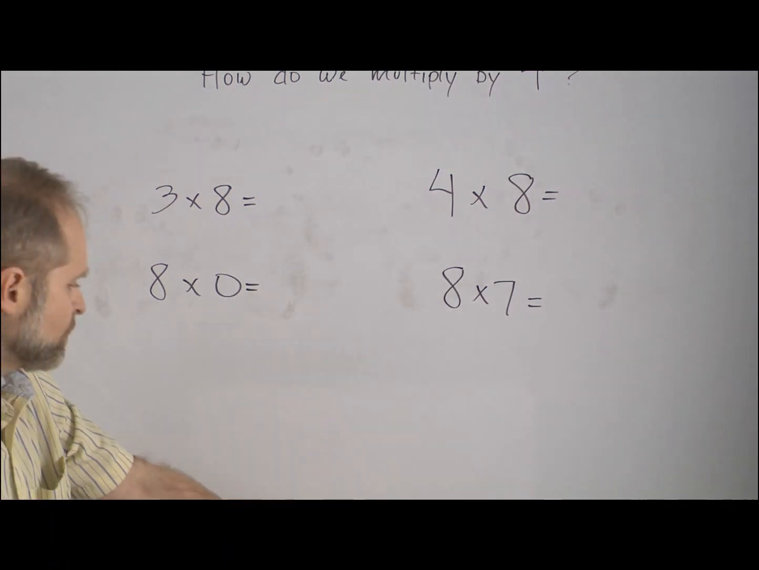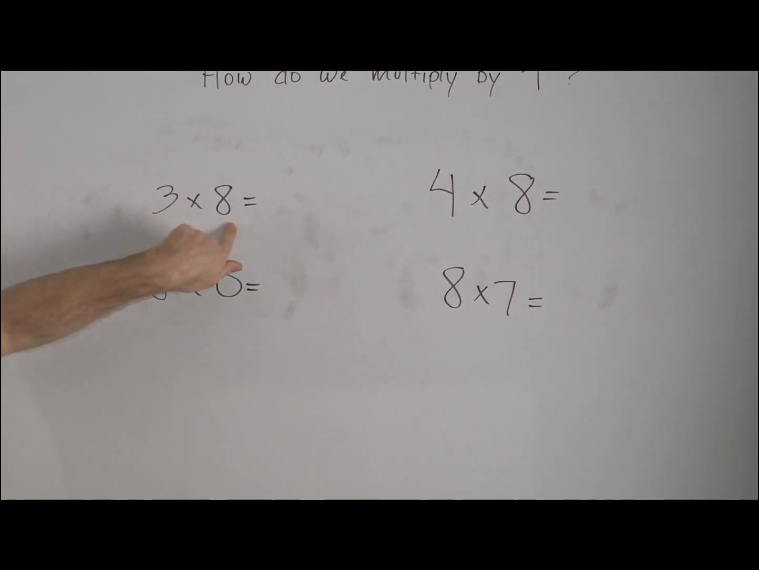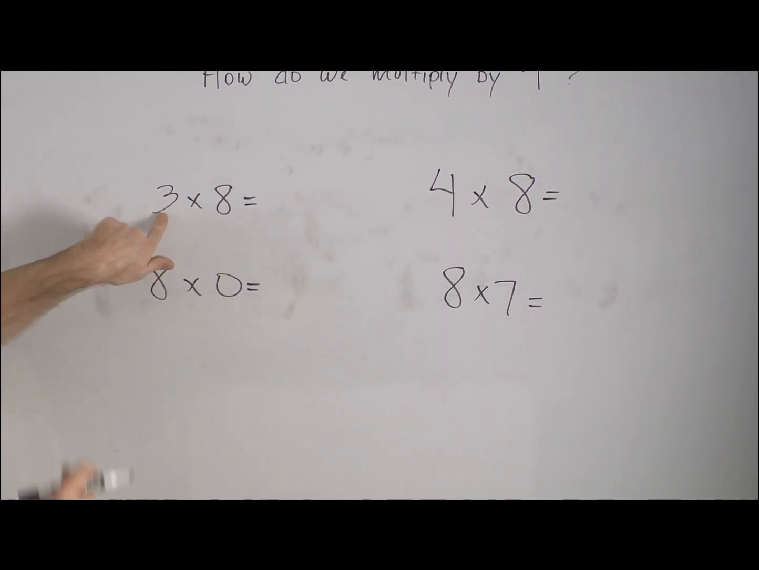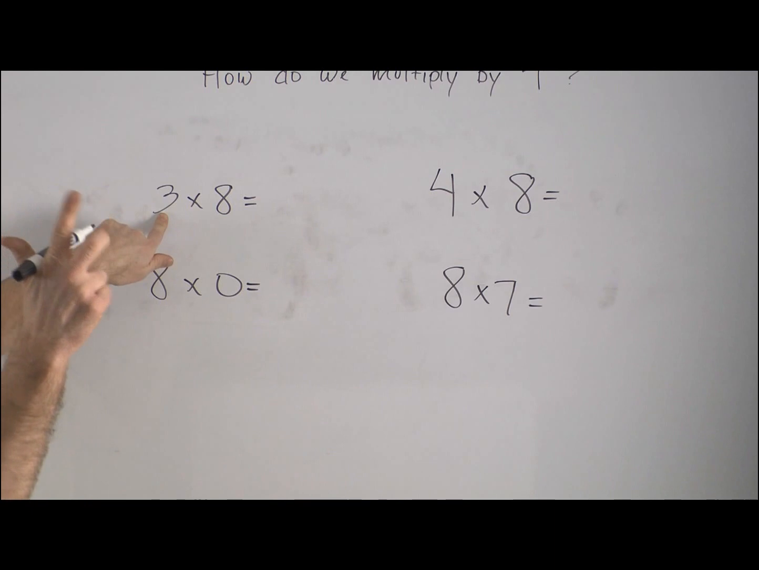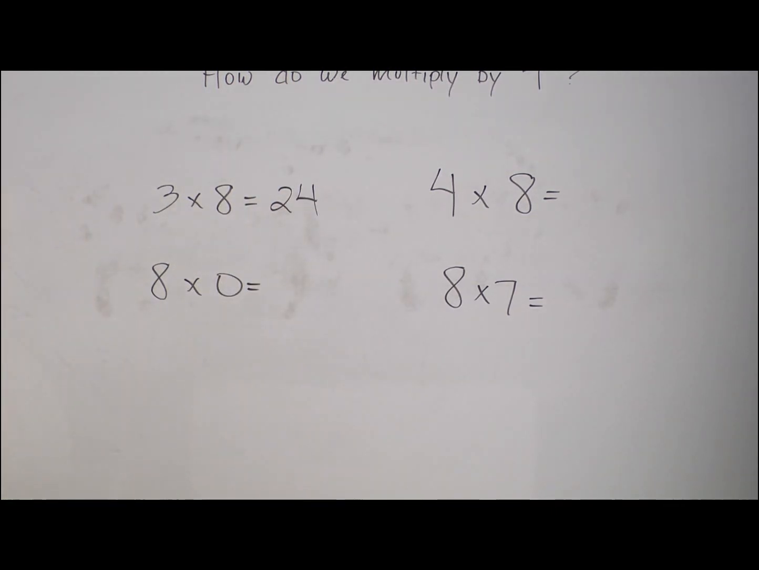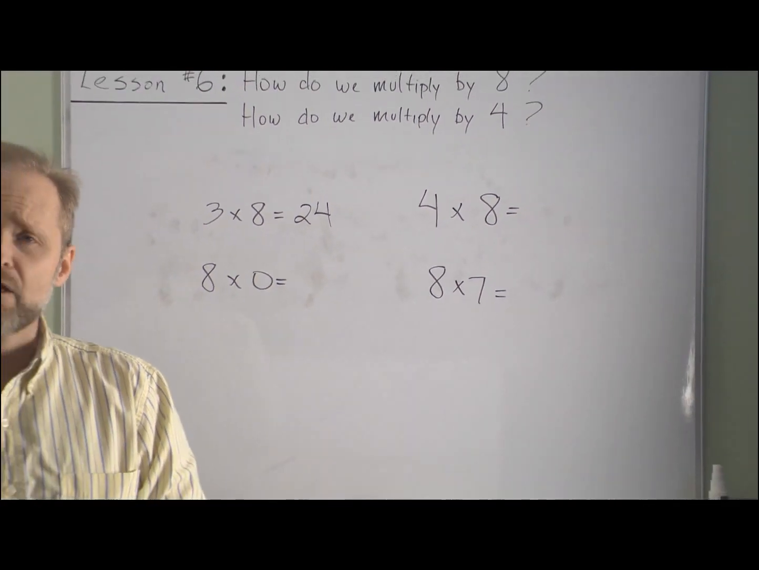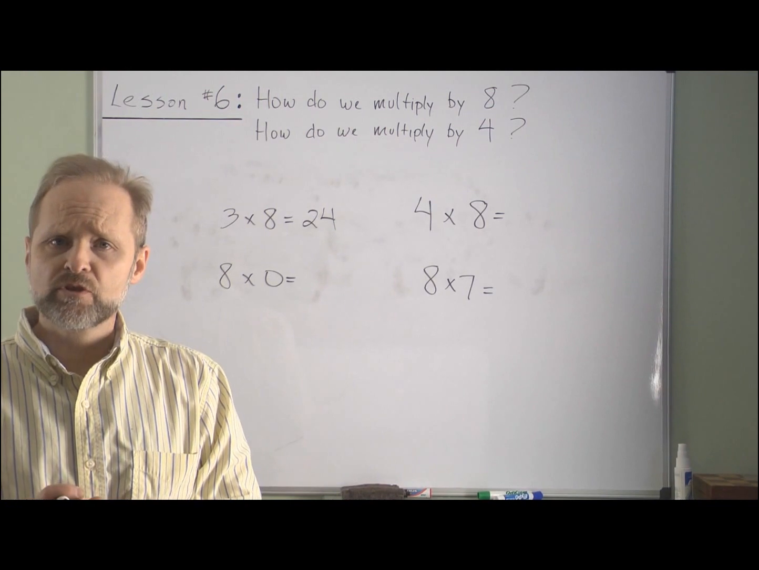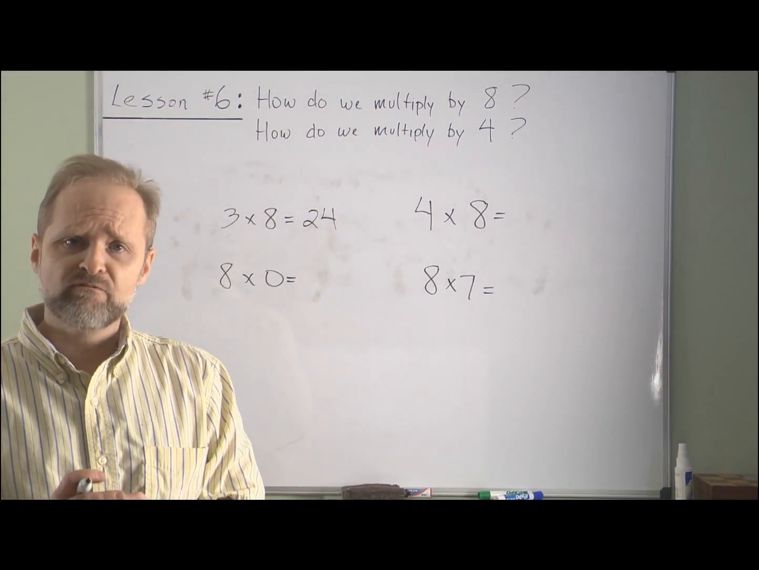As we're taking a look here, we have 3 groups of 8, and if I skip count by 8, I know I'm going to go to the third number, 8, 16, 24, so this will be a 24. The next one, 8 groups of 0. This is a problem that I want to have us give some thought to, because there's a lot of math that we can learn from this problem. And so let's take a brief look at this.